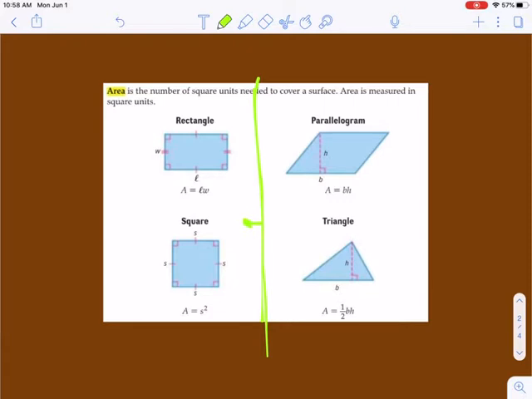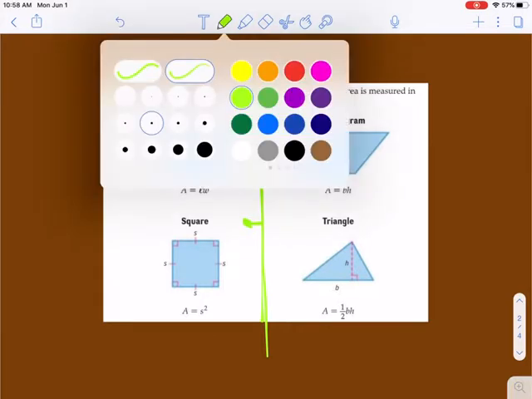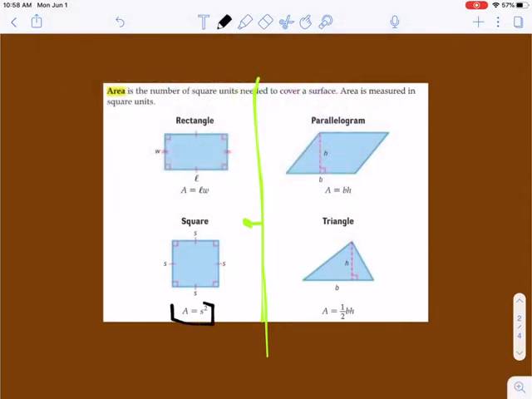Rectangle and square basically have the same formula. The only difference is with the square, your length and your width are the same thing. So they decide to write it as A equals s squared. But pretty much for both of them, you can think of the area as just your length times your width. With a square, it just means they're the same. And I think if you remember it that way, it's just as effective and works very well.